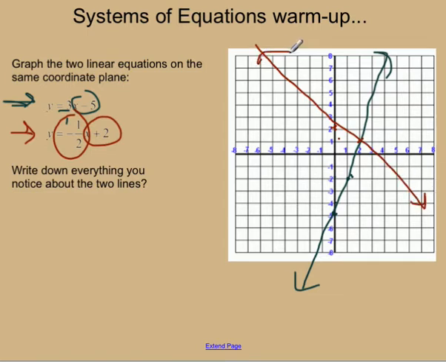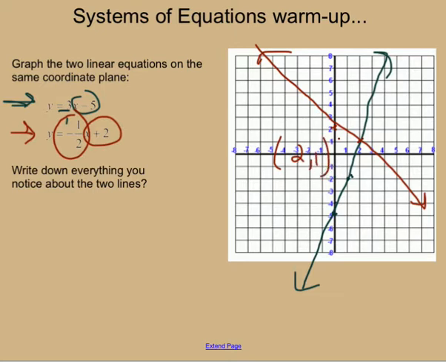Well, I noticed that they only cross once. And that makes sense, right? If a line is straight, it's only going to cross at one point. Okay, so that's what we're going to notice. So let's write what point it crossed at. And that's the point (2, 1). And guess what? That's pretty much all we're doing today.